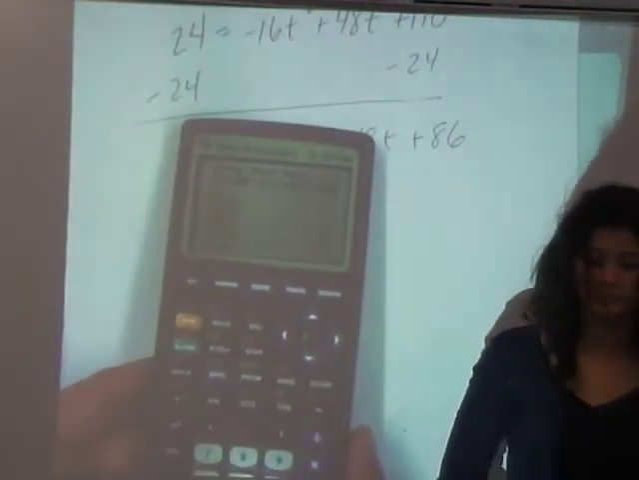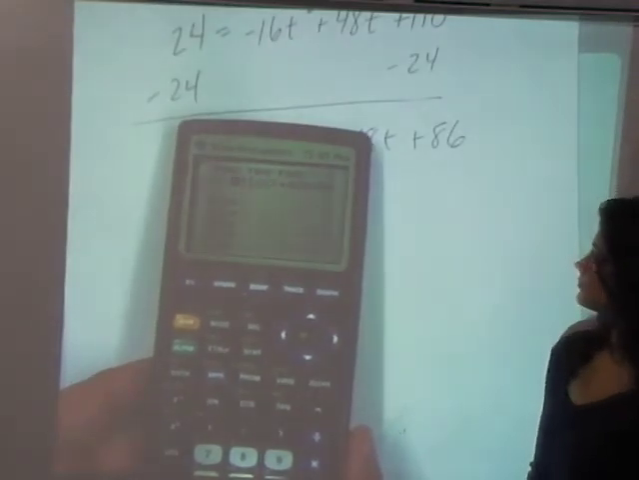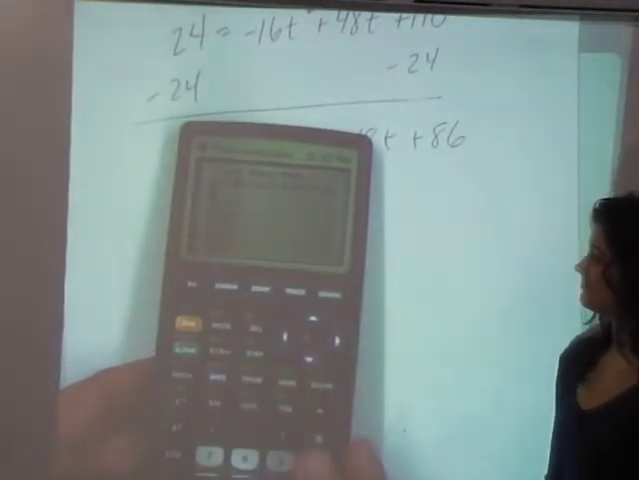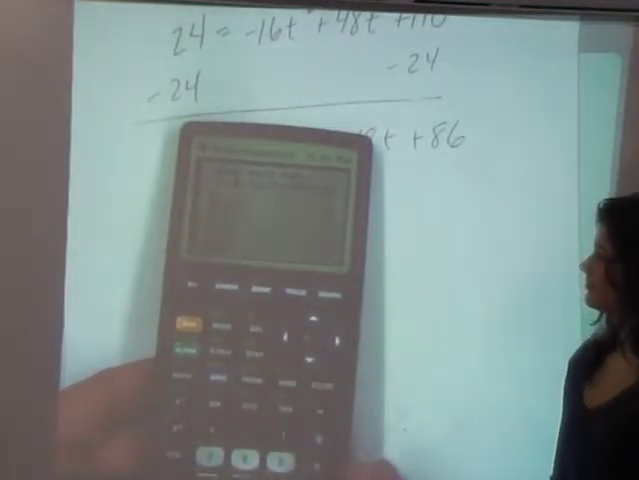What's the issue? You didn't put 0 in for Y2. You're trying to find the intersection between one graph. It's not going to intersect anything. So you've got to go here, 0.